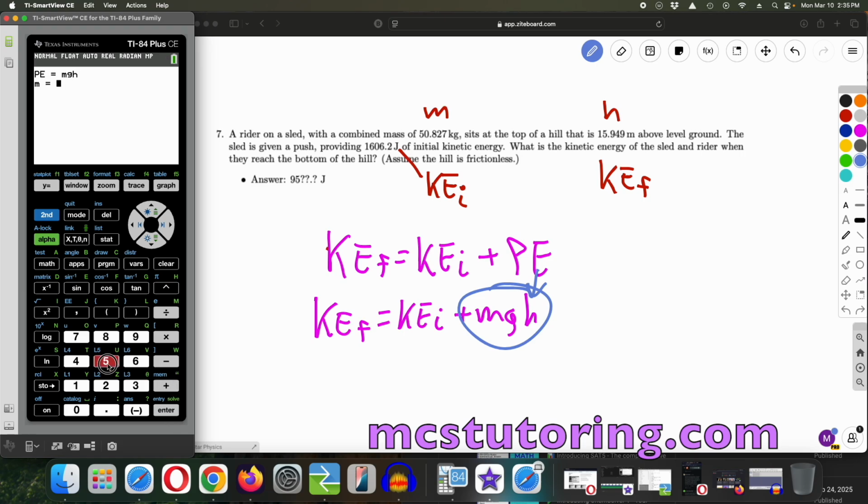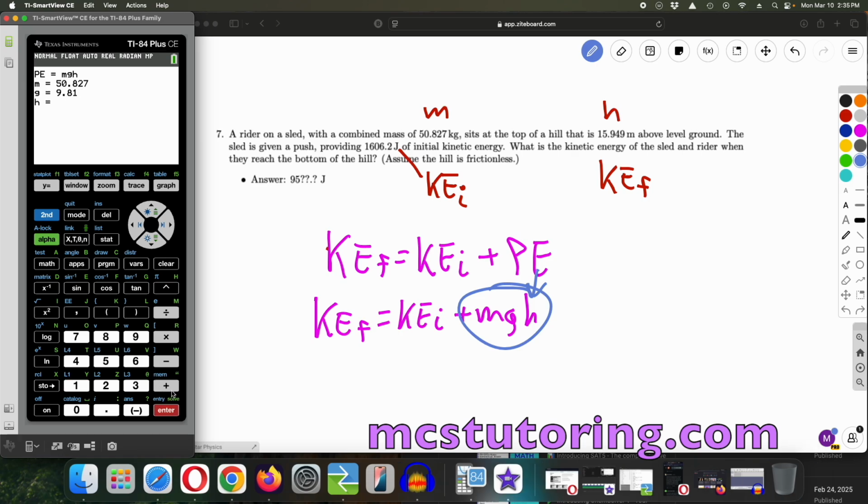And then the M, the mass, is 50.827. And then the G, that's the 9.81. And if you didn't know, I do have it in units, and I have it in a lot of places if you forget what it is. But in AP Physics, you guys have it as 10. I have no idea why. It just is. Okay. The height, 15.949.